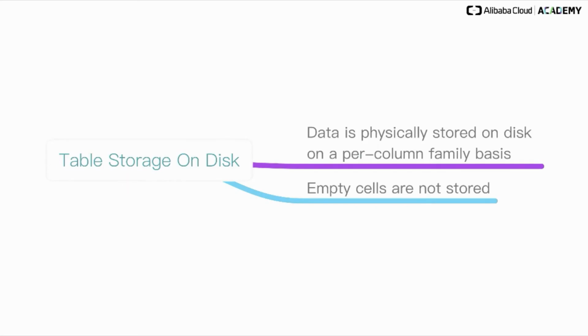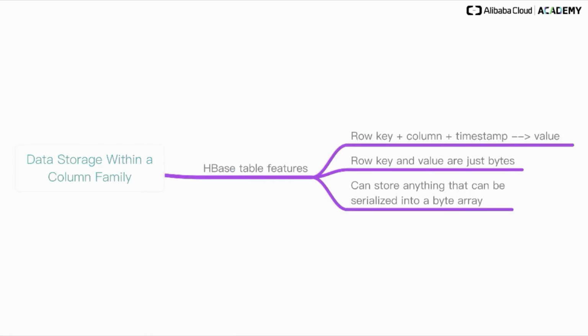Data is physically stored on disk on a per-column family basis. Empty cells are not stored. An HBase table is a sorted map. Actually, each column family is a separate sorted map. The map key is row key plus column plus timestamp. The value is the cell contents. The rows in the map are sorted by key. Data in HBase is non-typed. Everything is an array of bytes.